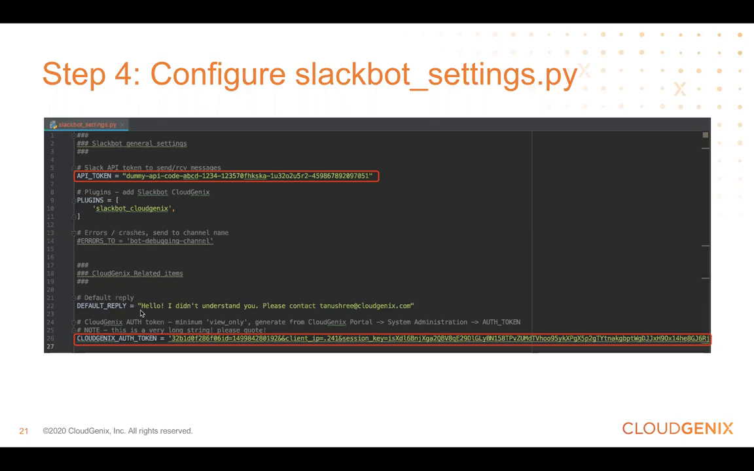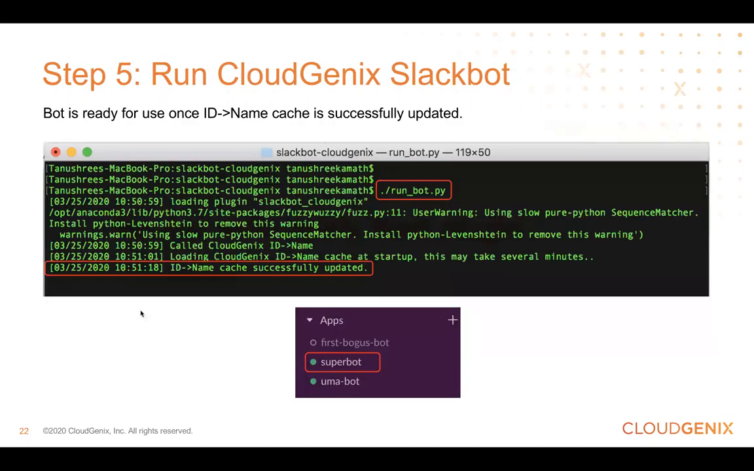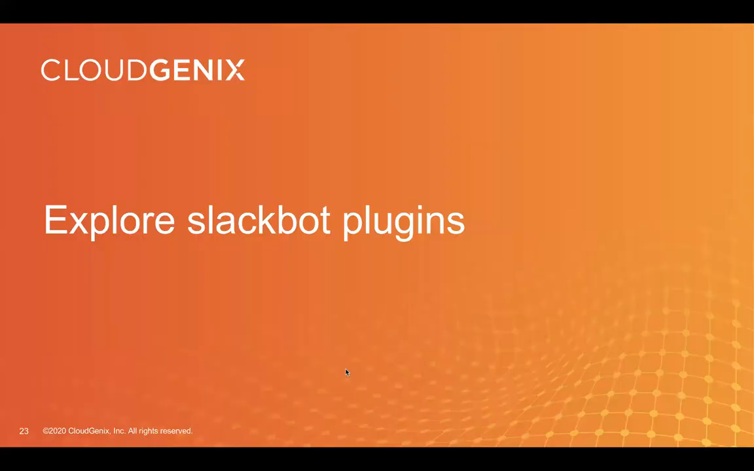And finally, step 5, you just need to run the bot script. The bot will be available when your ID to name cache is successfully updated, and you'll see the bot is now online on Slack. So let's explore what are the different plugins that are already part of this integration, right?